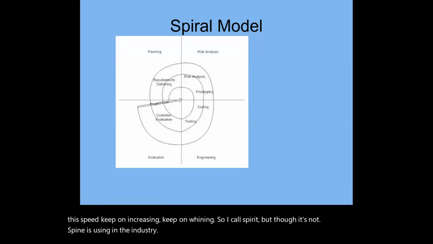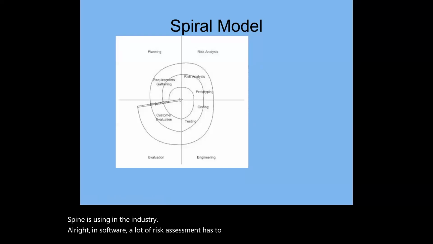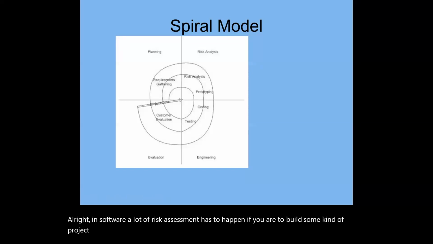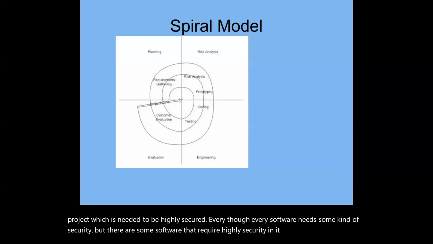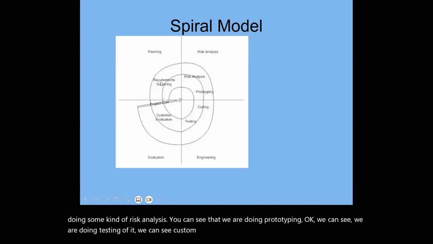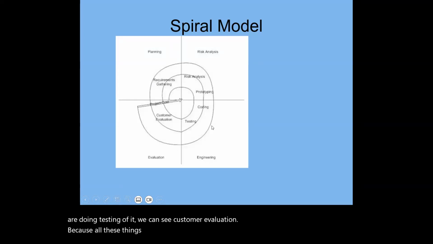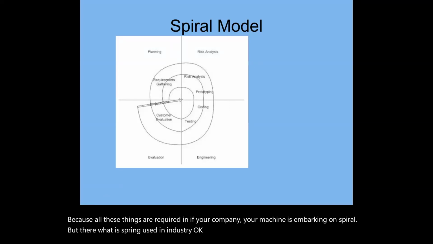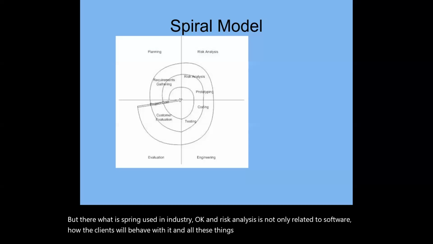In software, a lot of risk assessment has to happen if you are to build some kind of project which needs to be highly secured. Though every software needs some kind of security, there are some software that require high security. For any phase, you are doing some kind of risk analysis. You can see that we are doing prototyping, testing, and customer evaluation. All these things are required if your organization is embarking on the spiral model, but it's rarely used in the industry. Risk analysis is not only related to software, but also to how the clients will behave with it.